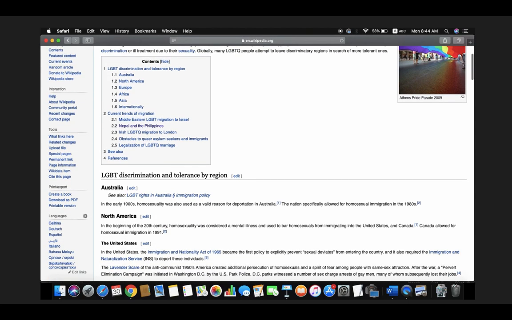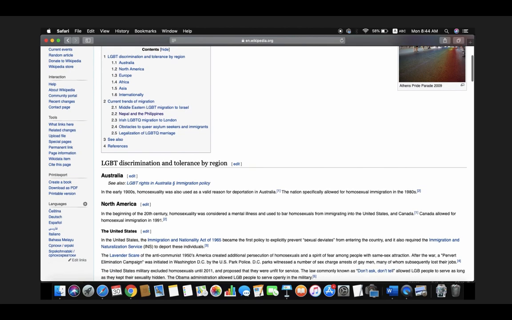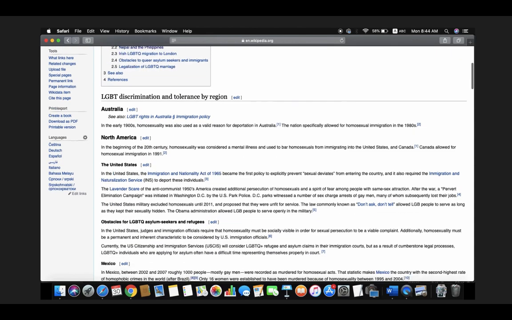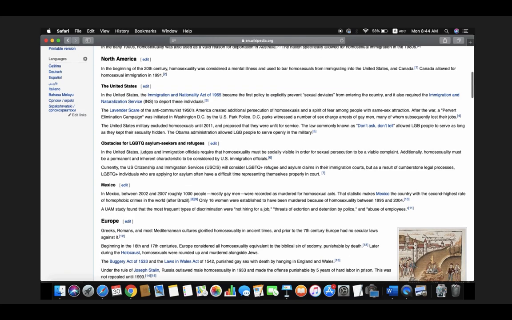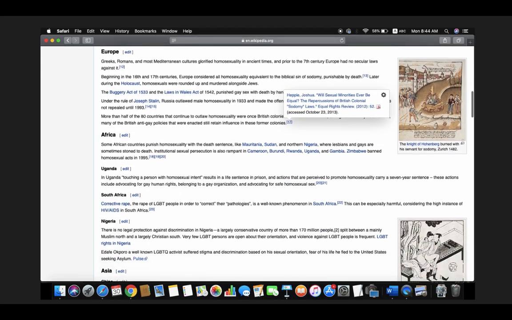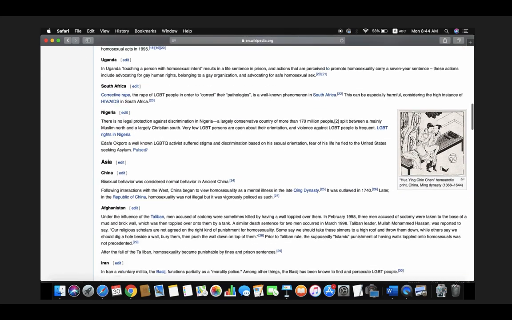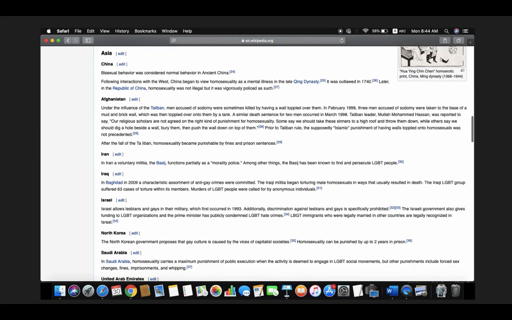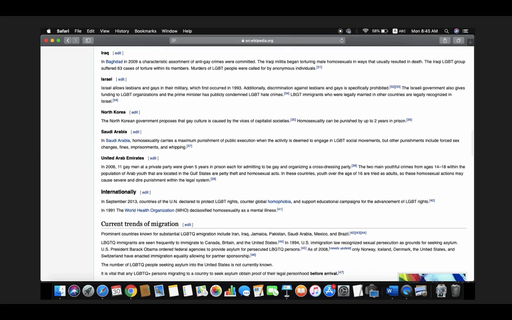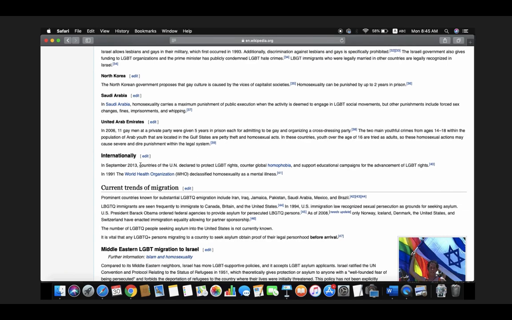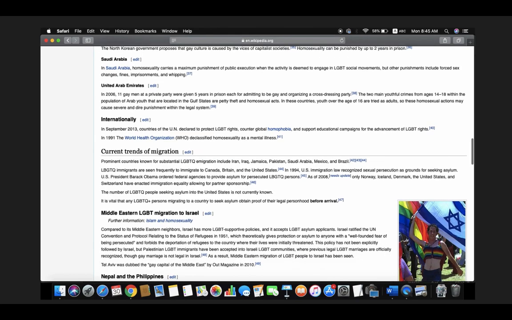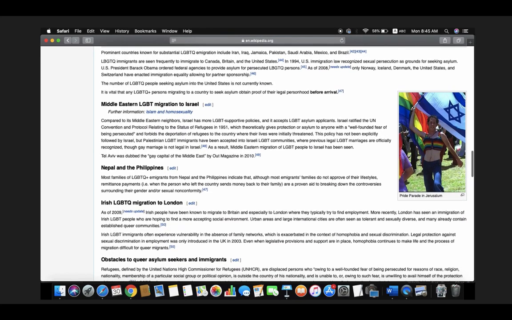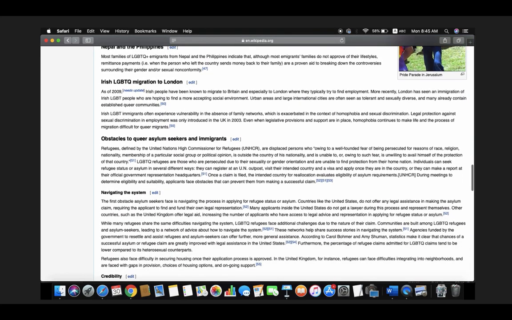What is happening to transgender people? How are they discriminated? Discrimination, tolerance. These are also keywords. Across the world, so many countries, transgender people undergo discrimination. Go down, go down. You should read all that if you can. Current trends of migration. That's interesting. Prominent countries like Iran, Iraq, Jamaica, Pakistan, Saudi Arabia. Here, transgender people are undergoing discrimination. They emigrate to Canada, Britain, and the United States. Read about that. Go down.